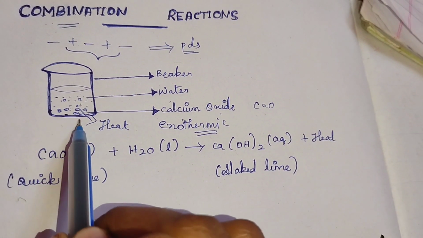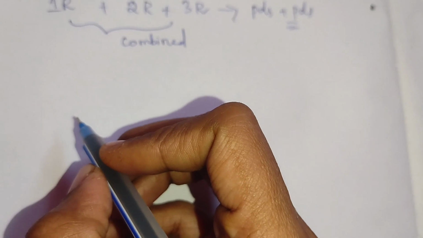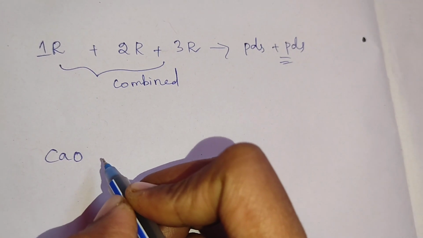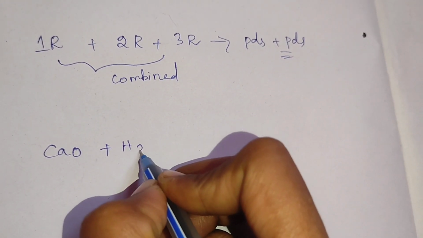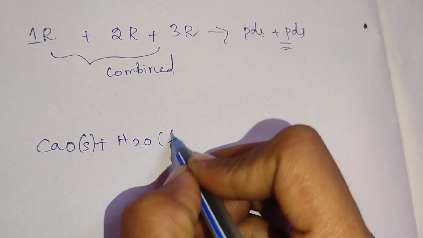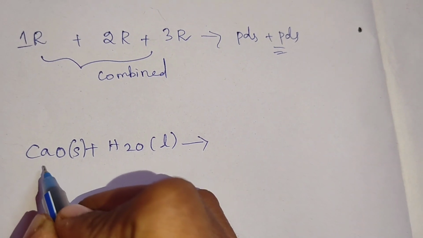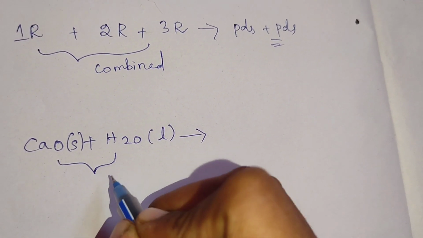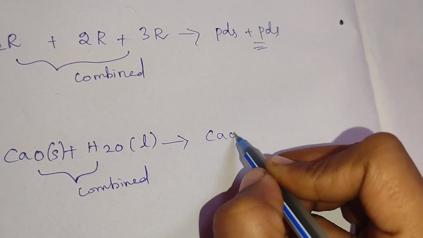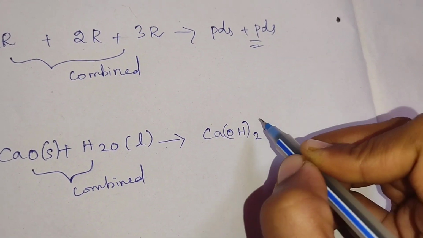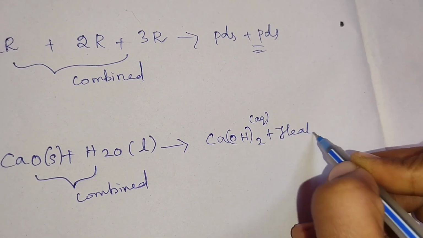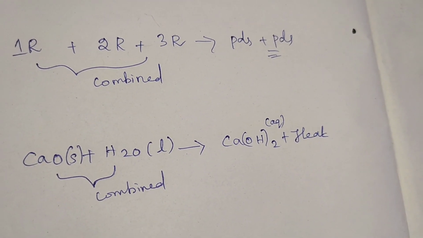What did I take? Calcium oxide plus water. So I am going to write the equation here. Calcium oxide I took in the beaker plus H2O, water. Calcium oxide is solid, so I am writing the solid symbol here, and H2O is water, so I am writing the liquid symbol here. This calcium oxide and water combine with each other and I get calcium hydroxide, which is an aqueous solution, so I am writing the aqueous symbol here, and heat comes out. So this is an example of a combination reaction.